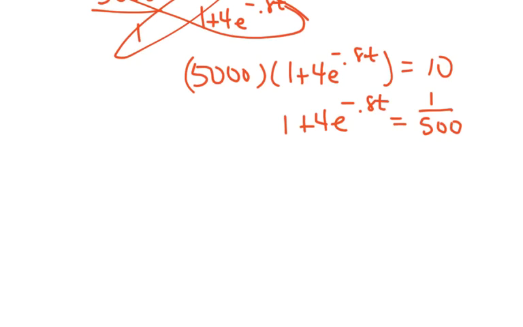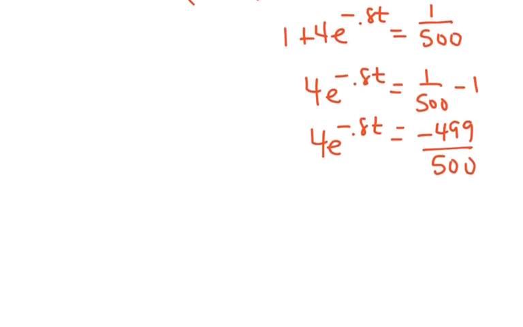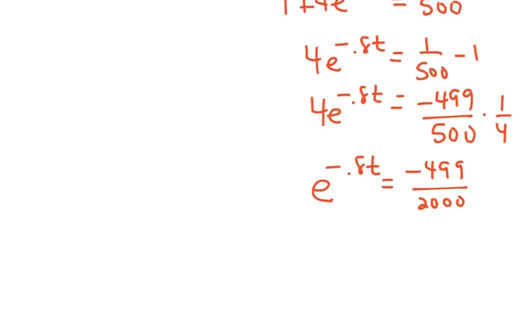And then I have to subtract 1. So 4e to the negative 0.8t is going to equal 1 over 500 minus 1. 1 over 500 minus 1 is negative 499 over 500. And then I have to divide by 4. Dividing by 4 is the same as multiplying by the reciprocal. So I'm going to get e to the negative 0.8t is equal to negative 499 over 2,000. Now I'm ready to put this in log form. In log form, it's going to be negative 0.8t is equal to the natural log of negative 499.